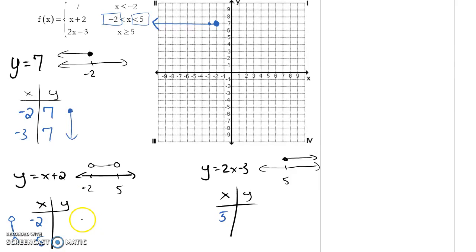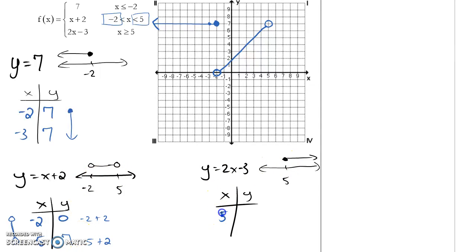Find y. Well, -2 plus 2 is 0, so open circle at -2, 0. 5 plus 2 is 7, open circle at 5, 7. Connect the dots. Don't go past them. Those are endpoints. I can only work between -2 and 5.